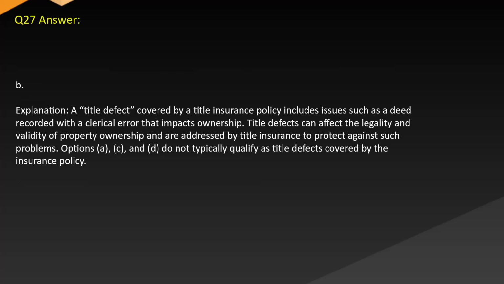Answer B. Explanation. A title defect covered by a title insurance policy includes issues such as a deed recorded with a clerical error that impacts ownership. Title defects can affect the legality and validity of property ownership and are addressed by title insurance to protect against such problems. Options A, C, and D do not typically qualify as title defects covered by the insurance policy.